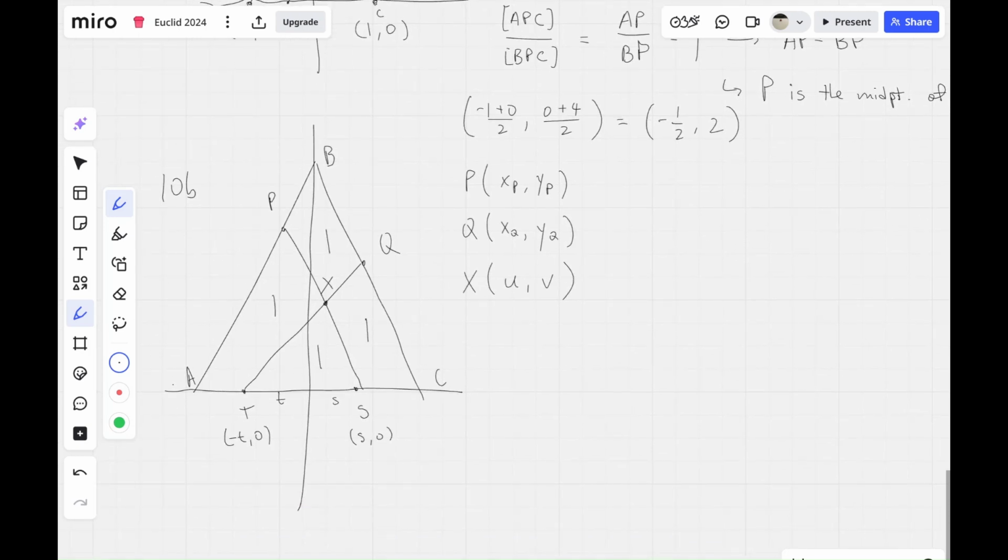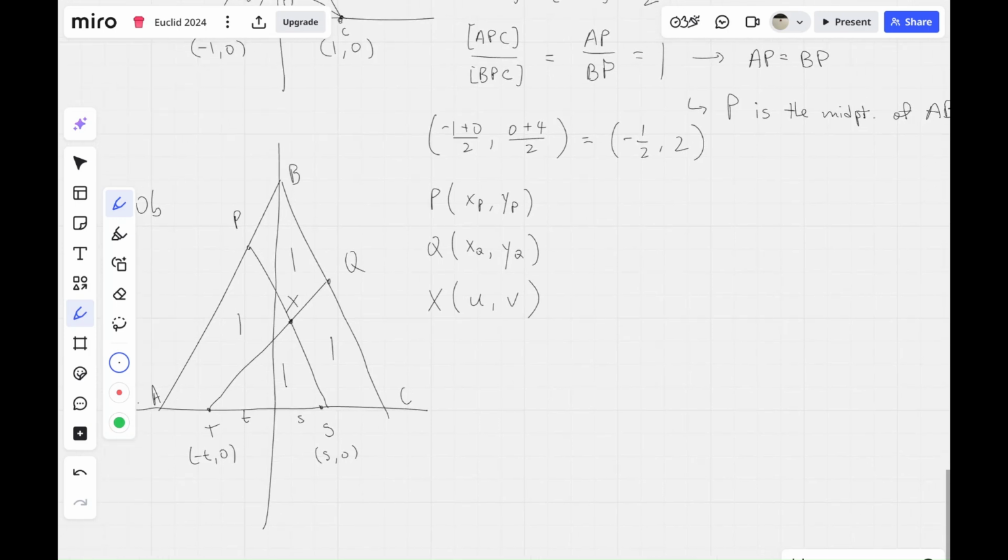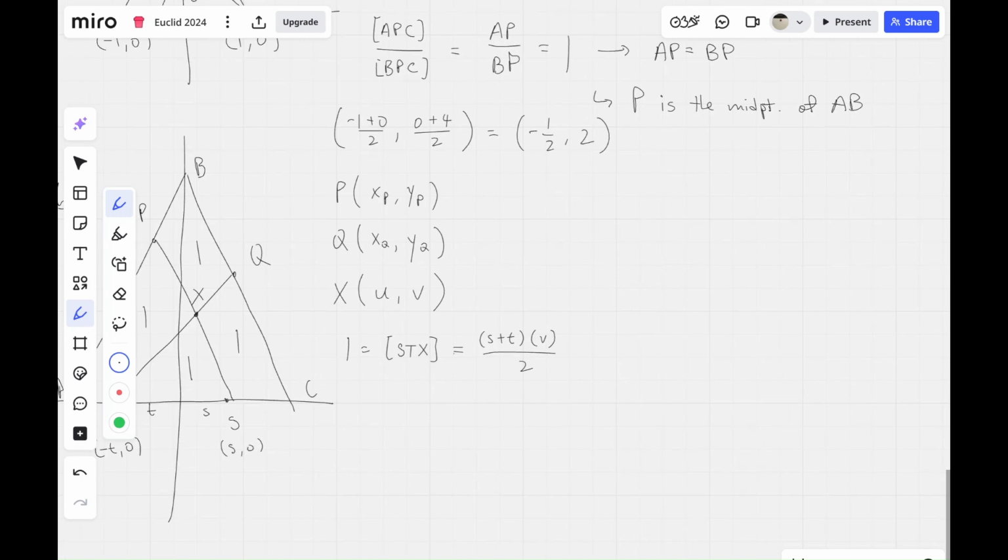Now, what do we know? We know that the area of triangle STX has to be equal to 1. The base is ST and the height is going to be v. Therefore, 1 equals the area of STX, which is (s + t) times v over 2, which gives that v is equal to 2 over (s + t).